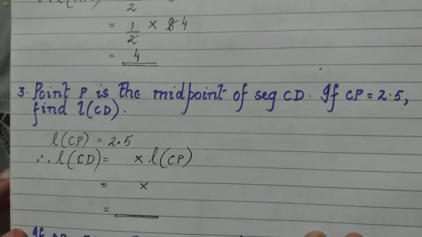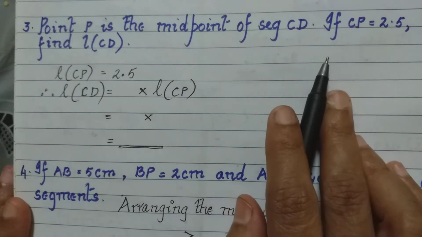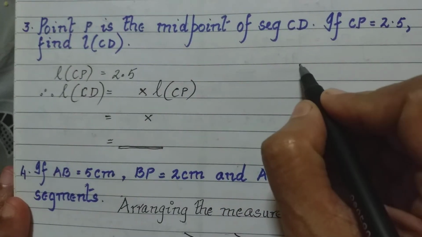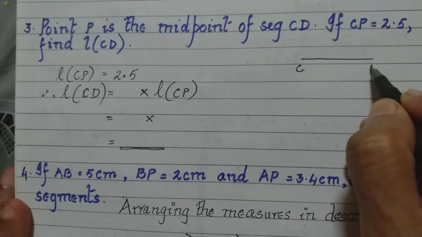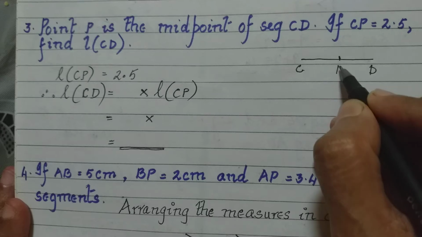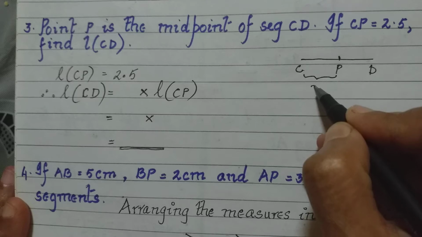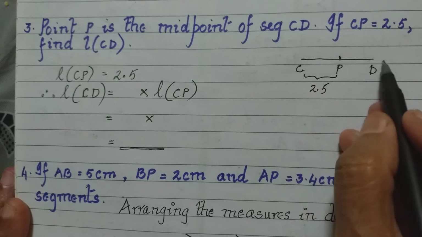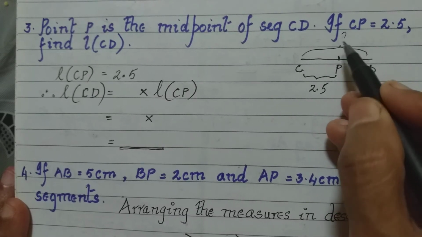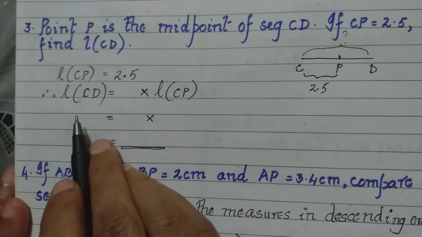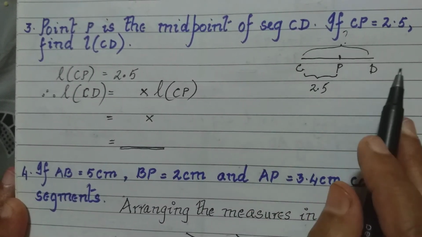So that is what we do in the next question, where they have said that point P is the midpoint of segment CD. Okay, so now here you have a segment CD and you have the point P here, which is the midpoint. What have they said? CP is 2.5, so they have given half the length. You have to find the whole length. What is CD? That is this. So the length of CP is 2.5. So the length of CD will be 2.5 into 2.